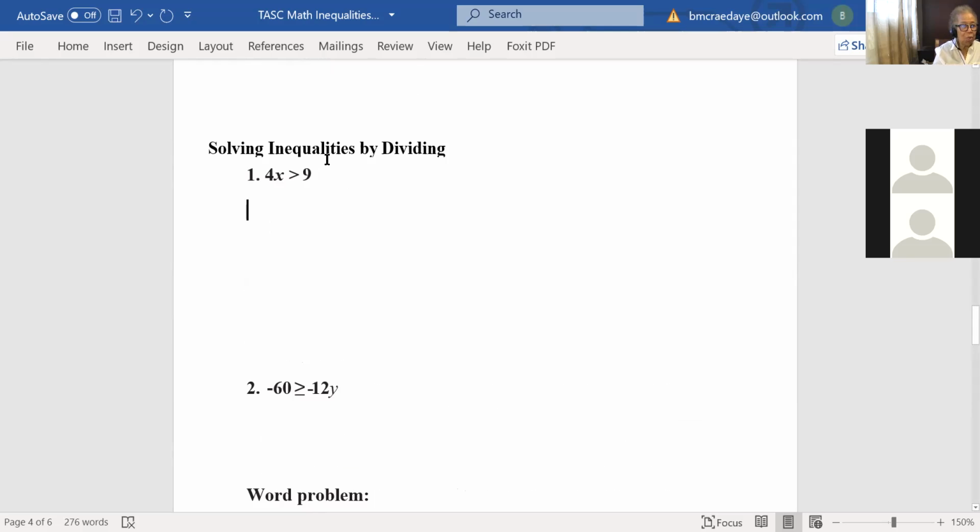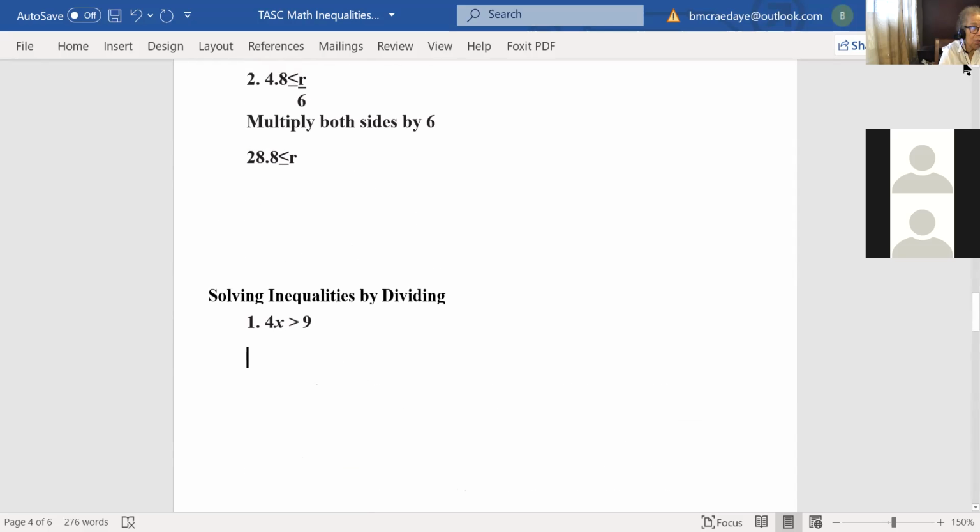Okay, Maureen, the next one is dividing, which means it's a multiplication. So the opposite is dividing, right? Number 2 was 28.8 less than or equal to R. Now this is dividing. Dividing is the opposite of multiplication. So the multiplication is the 4 times x. So we're saying 4 times x is greater than 9.